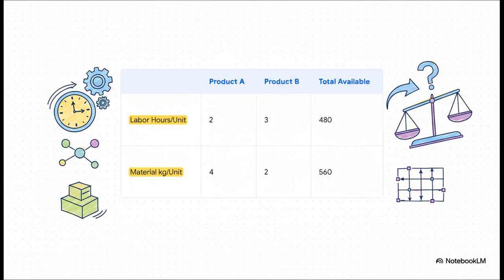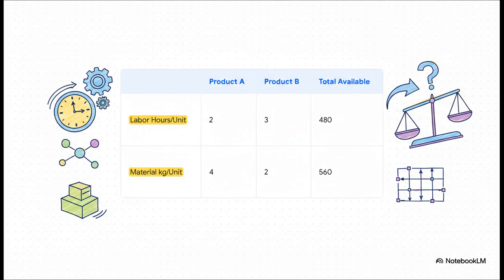So let's get concrete. This table neatly organizes a complex reality into something we can work with. This is the very first step in building our mathematical model. So look on the left. You see the inputs required for each unit. For every single unit of product A that we make, we need 2 hours of labor and 4 kilograms of material. For product B, it's 3 hours of labor and 2 kilos of material.